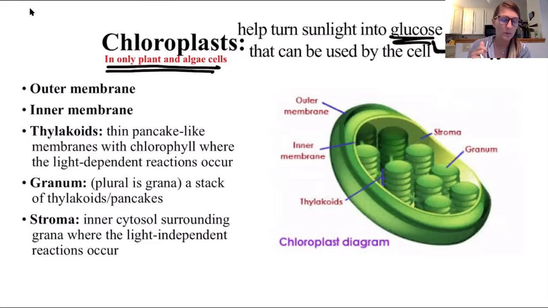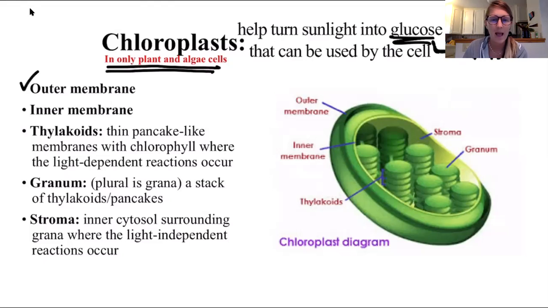Whereas animal cells or animals, we have to eat our food to get glucose, which then our mitochondria can use to make ATP. Plants make their own sugar, and then they break that down in cellular respiration. Okay, so let's look at the structure.